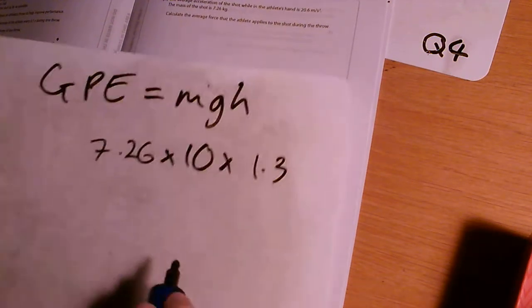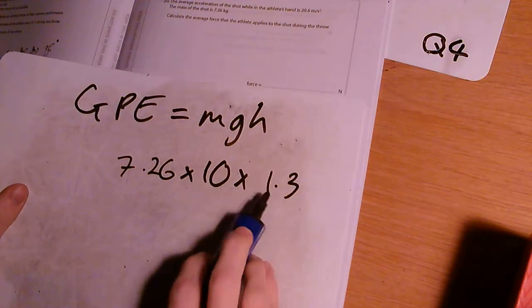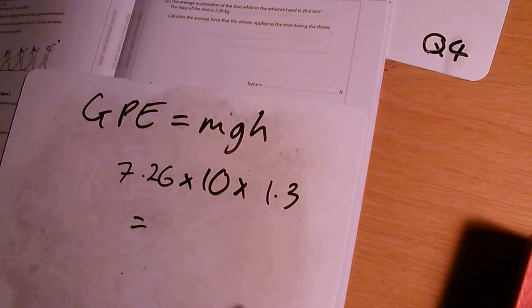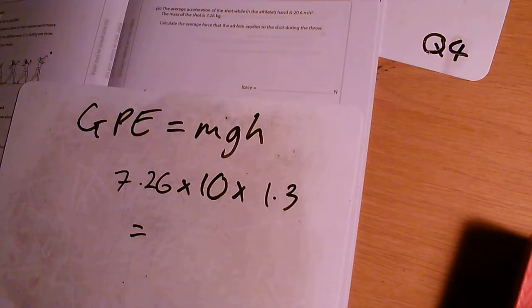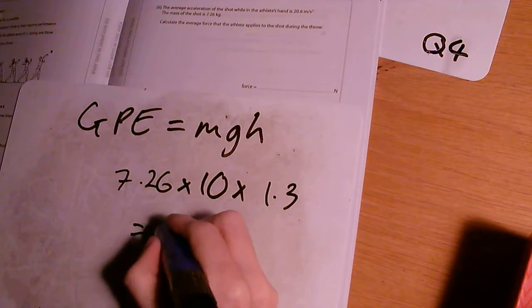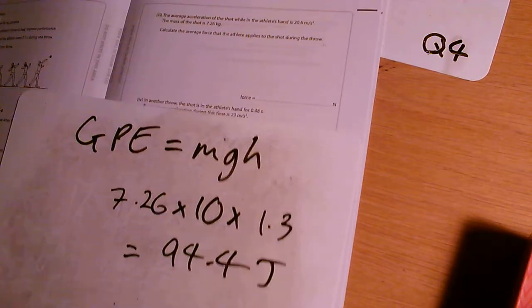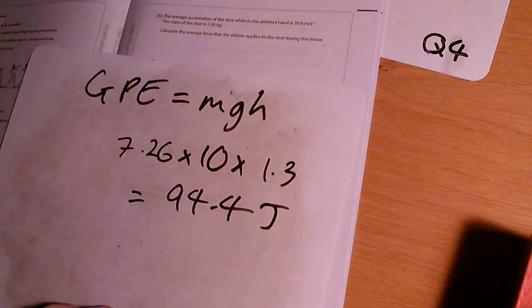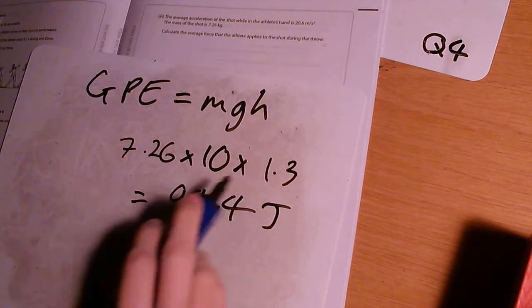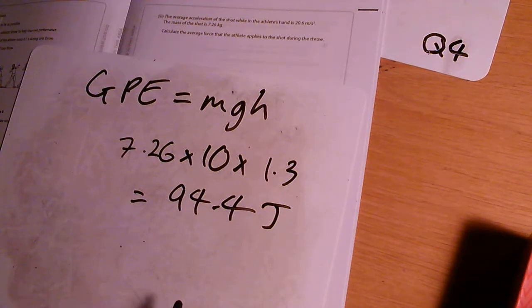So whack that in. mgh, mgh, put the numbers in. That will give you overall, I could stick on the calculator, but I've got the mark scheme right in front of me, so let's cheat. 94.4. And that, of course, is joules. Again, they've given you the unit, so you didn't have to worry about that. But yeah, mgh. Don't forget the g. The g is 10. Sometimes you might have heard it being described, by the way, as 9.8. That is slightly more accurate, but it's not the accuracy that we need at GCSE. We're just going to stick with 10. So we have 94.4 joules.